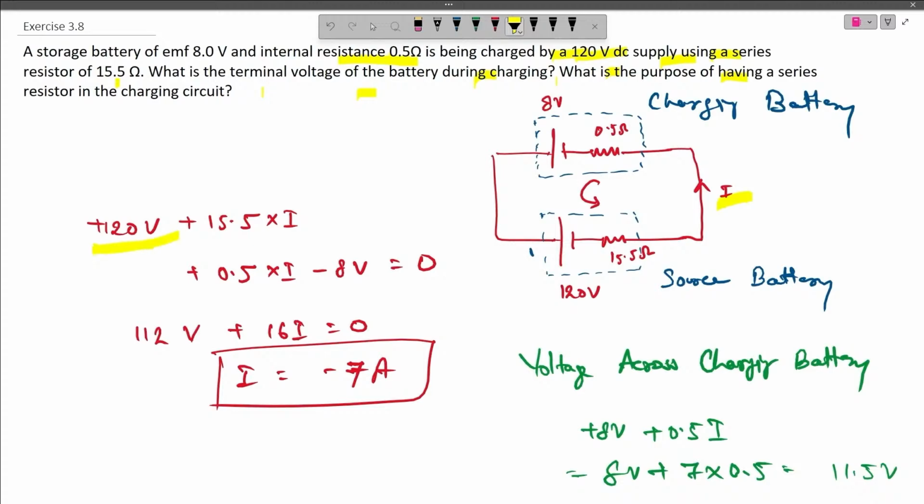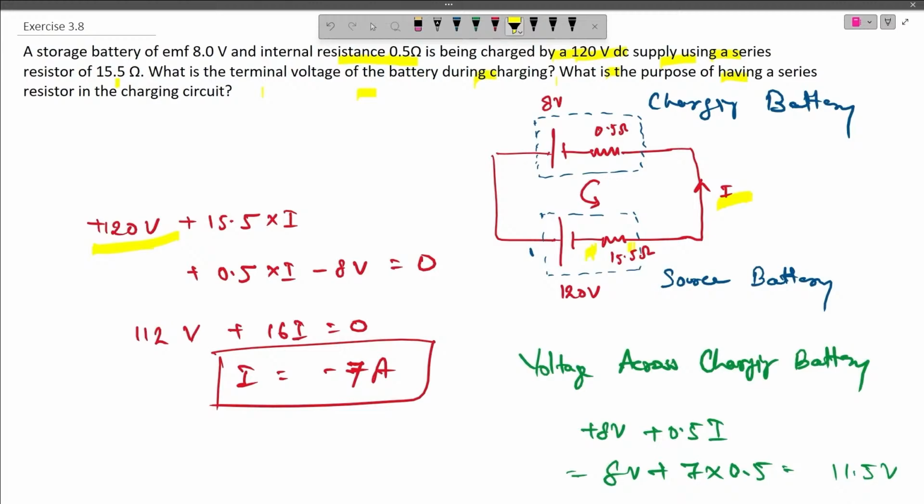So I've written 120 volt. Now at this point we can see that since the direction of current that is flowing is from left to right, this point will be of high potential and this point will be of low potential. So we can write 15.5 times I.